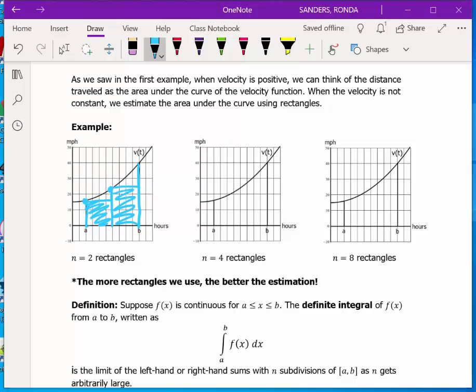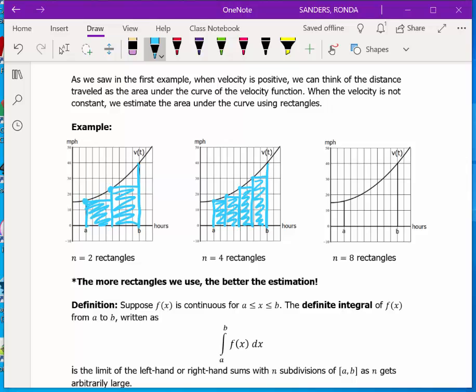So say we look at it again. We're going to take our interval from A to B, but this time instead of dividing it into two equal subintervals, we're going to divide it into four equal subintervals, again using the value of the function on the left as the height of each of our rectangles. We then use the area of these rectangles to represent the area under the curve. Our estimate is a little better, but still not great.